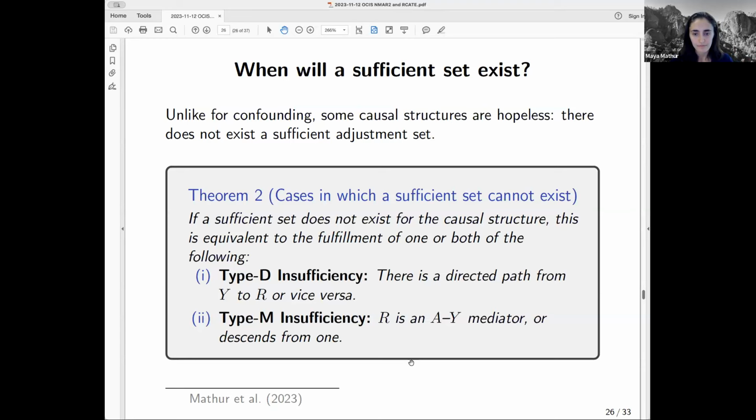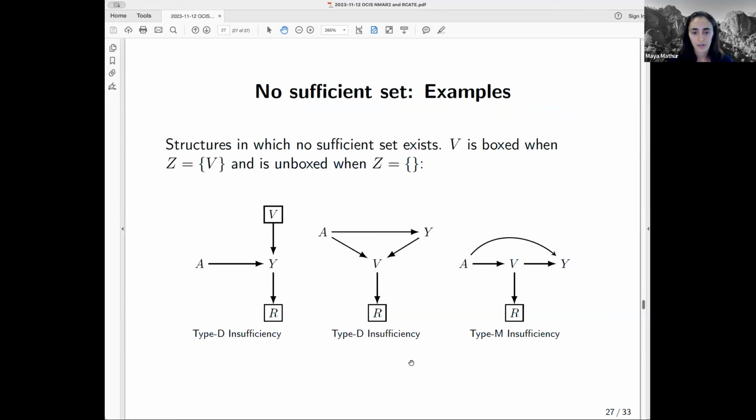And here are a couple of concrete examples. So in these cases, I've again boxed the variable V when it constitutes the set of common causes of R and Y. But because in these cases, we have either type D or type M insufficiency, we have no guarantee that this set Z is actually going to be sufficient in this case.